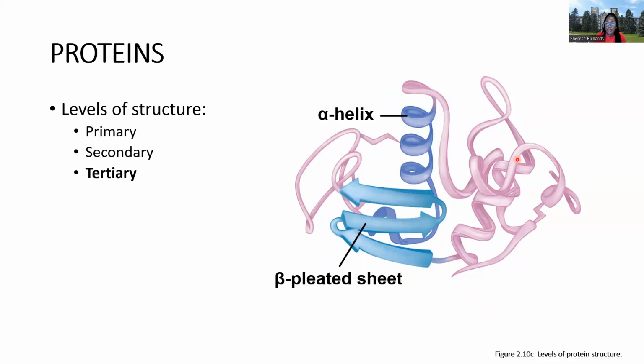Now, the tertiary level of structure is where we get into even more complex arrangements and configurations. Here, for example, we have a few alpha helices, a few beta pleated sheets, and several of these different secondary structures coming together to give a much more complex configuration to the protein. So this is the tertiary level of structure.